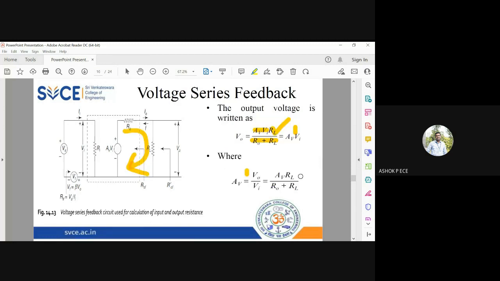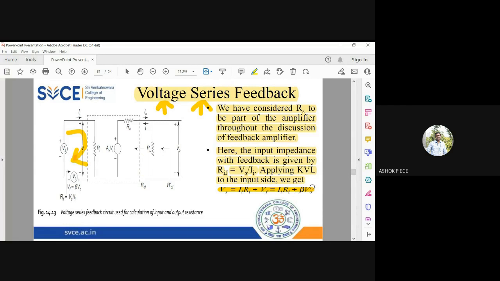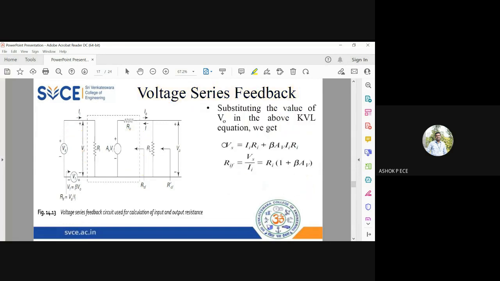Now substitute this value of V naught here. So Vs will be equal to Ii into Ri plus beta into AV dash into Ii into Ri. Now I have Ii common in both the terms. Take Ii outside, so Vs equal to Ii into Ri plus Ri beta into AV dash. I can take Ri as common, so 1 plus beta AV dash. Divide both sides by Ii. So RIF equal to Vs by Ii equal to Ri divided by 1 plus beta into AV dash.